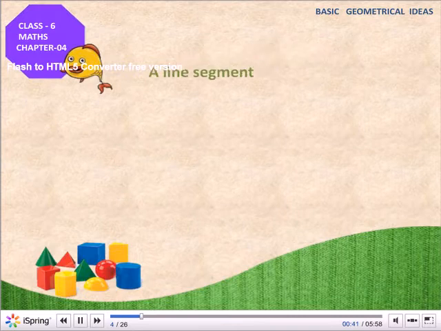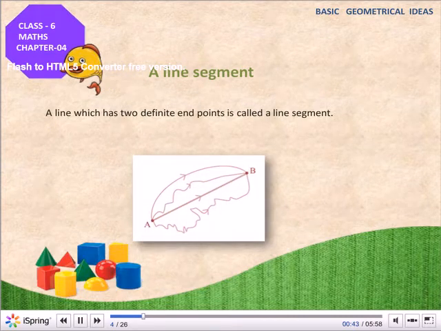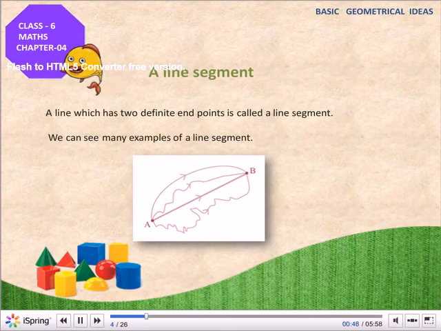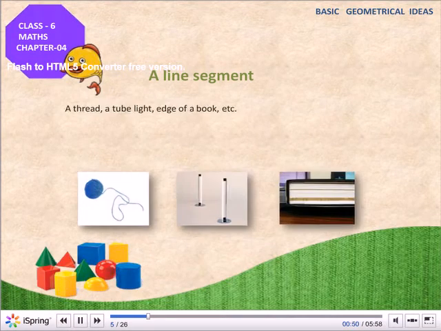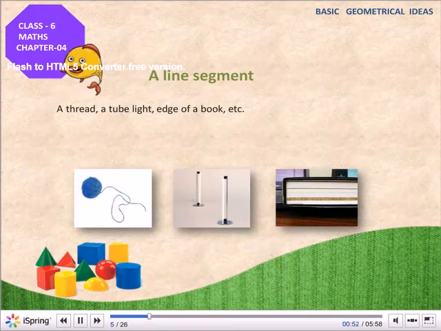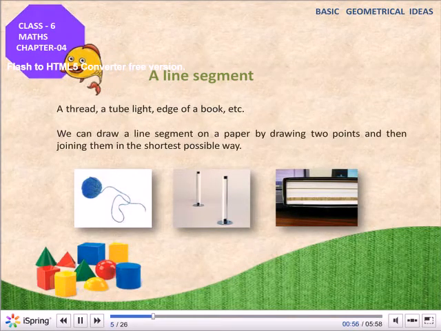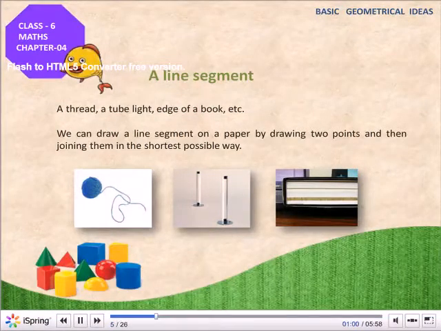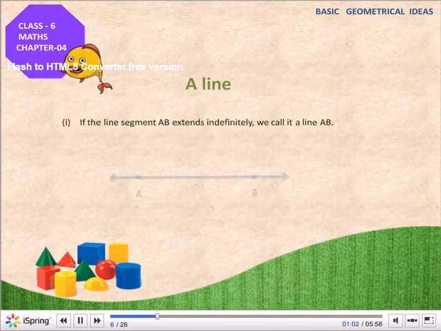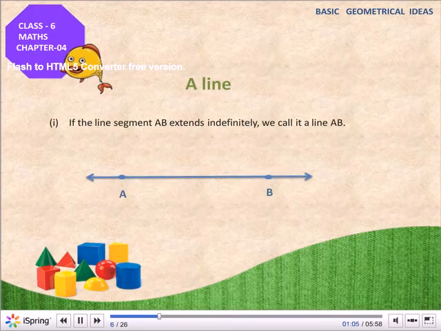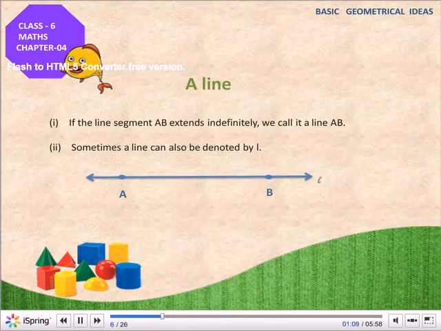A line segment. A line which has two definite endpoints is called a line segment. We can see many examples of a line segment: a thread, a tube light, edge of a book, etc. We can draw a line segment on a paper by drawing two points and then joining them in the shortest possible way. A line. If the line segment AB extends indefinitely, we call it a line AB. Sometimes a line can also be denoted by L.